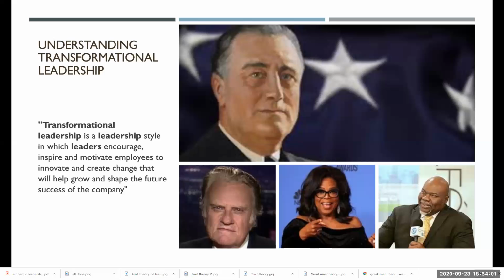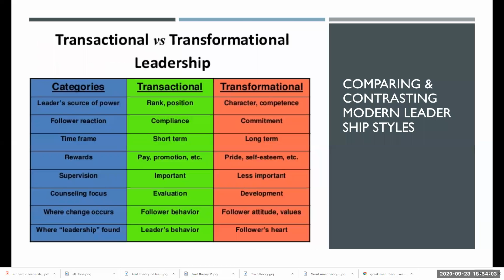This slide here gives you a compare and contrast between transactional leadership and transformational leadership. For the sake of time, I'm not going to go through all of these, but I'll pick out a handful of them. When it comes to time frame, transactional leaders are very short-term oriented. Transformational leaders are long-term oriented.